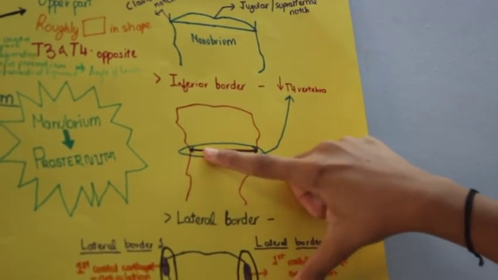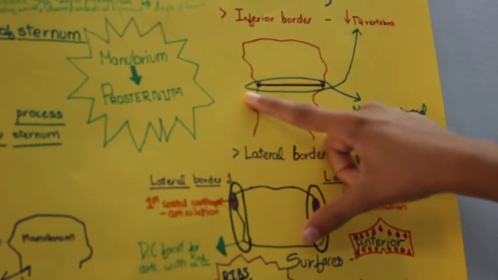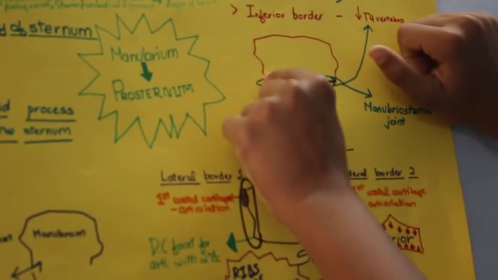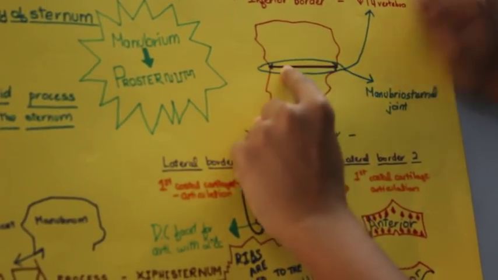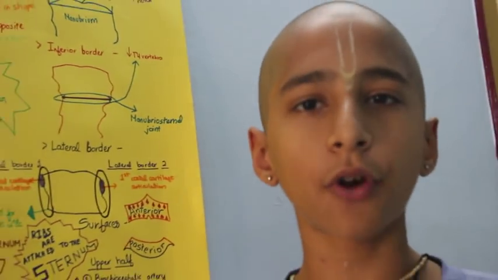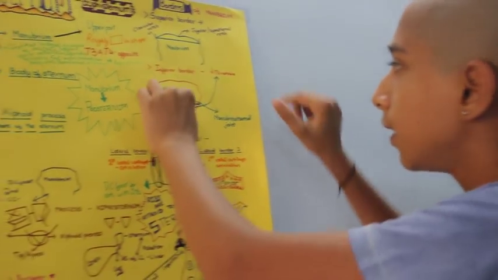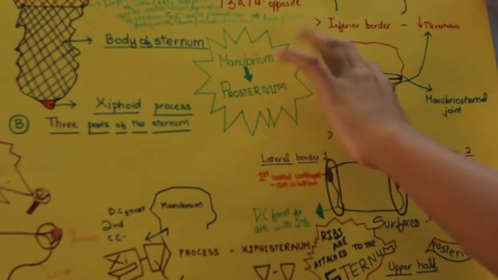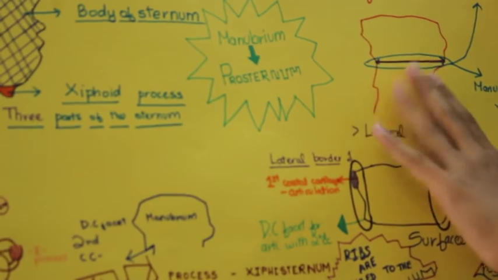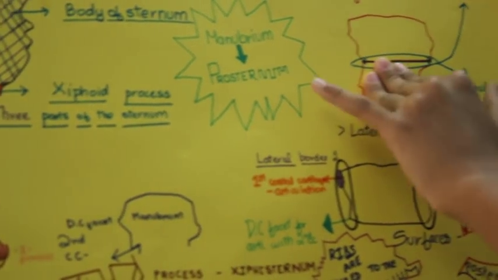And now we shall see the inferior border. This connects to the mesosternum or the body of the sternum. Here, this point is a very important point. This is the same point which is called the angle of Lewis, or the sternal angle, and it is 140 degrees. So this inferior border is the most important border. I shall explain this border as the angle of Lewis in the next few minutes. And here is the outlook of the manubrium.